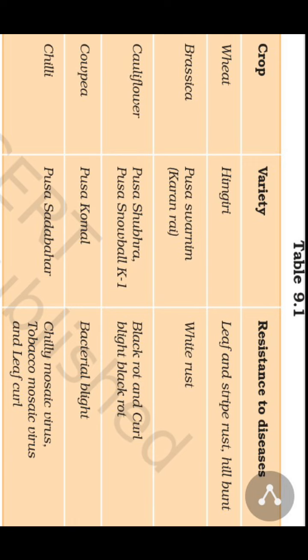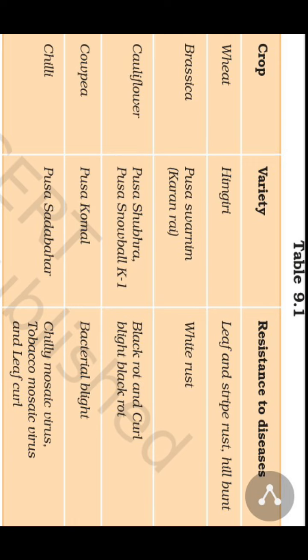It has resistance to viral diseases such as chili mosaic virus, tobacco mosaic virus, leaf curl, and turnip mosaic virus. All these resistances to diseases can be seen in the crop chili, whose variety name is Pusa Sadabahar. So these particular varieties are fighting particular diseases. For example, the chili variety Pusa Sadabahar is fighting different diseases. What are those diseases? Chili mosaic virus, tobacco mosaic virus, leaf curl, etc.